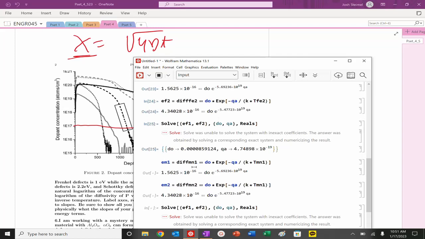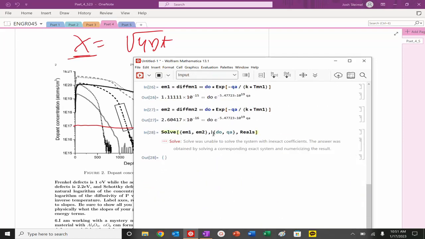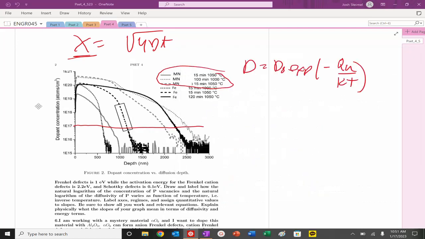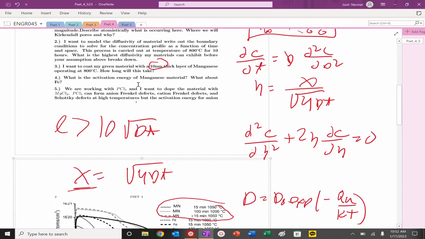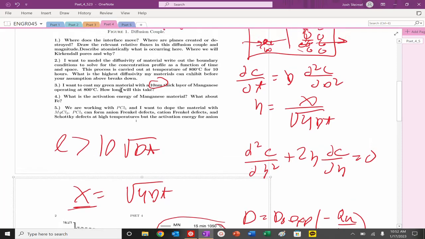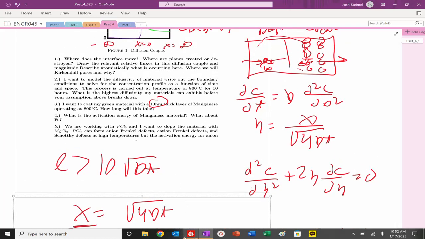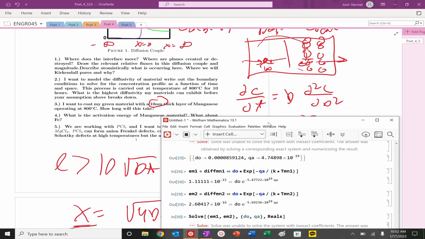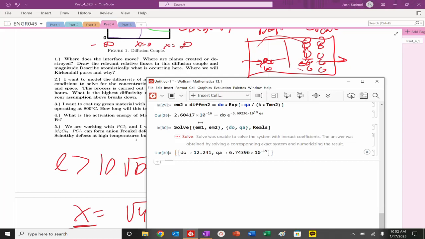So we got this, EM1, EM2, and oops, let's see what we've got here. That's the problem. See, there we go. So we got our values. So I've got the activation energy. So boom, boom. So again, I wanted to coat my green material with a 10 nanometer thick layer of manganese operating at 800 C. So I'm going to give my full equation.